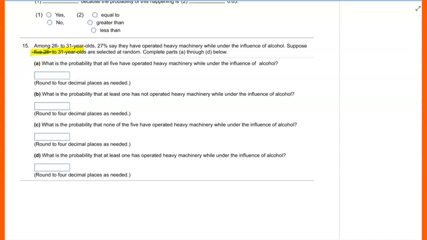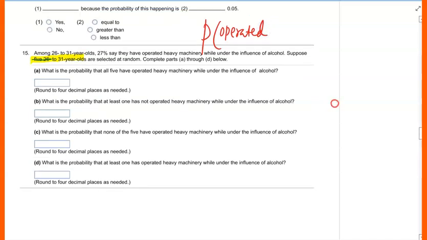And the probability of those who operated under influence of alcohol, operated, equals 0.27. Notice that I just put "operated" here. In other words, this is just operated under influence of alcohol. I didn't write all the words here. Here, operated means those who operated under influence of alcohol.